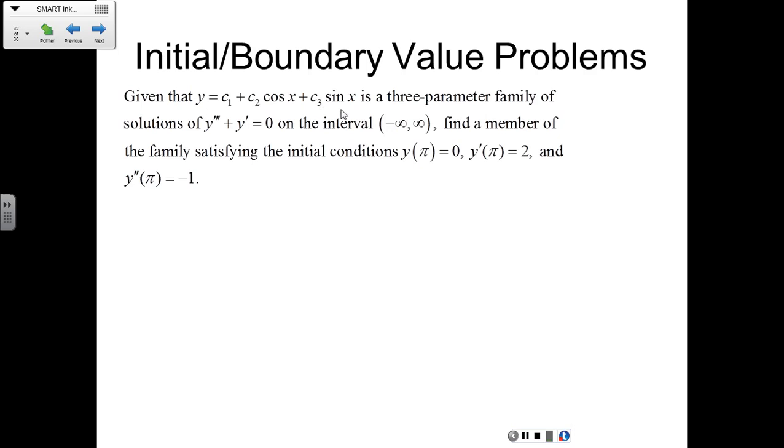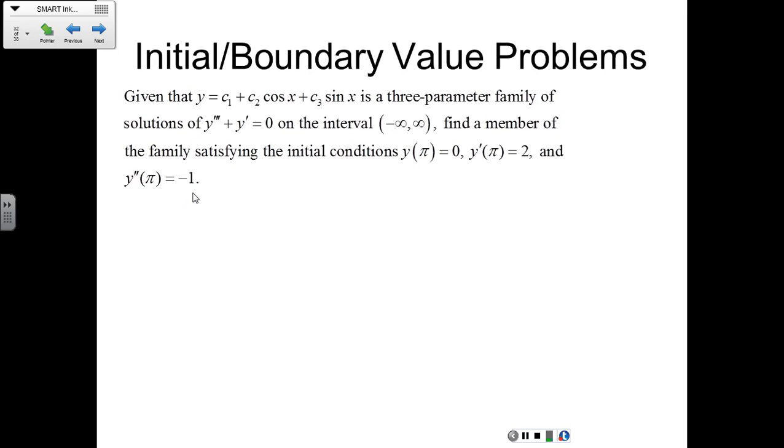That's the solution. But find a member of that solution family that satisfies these initial conditions: y of pi equals 0, y prime of pi equals 2, and y double prime of pi equals negative 1. So this is an initial value problem. So I want to try to find C1, C2, and C3 here.